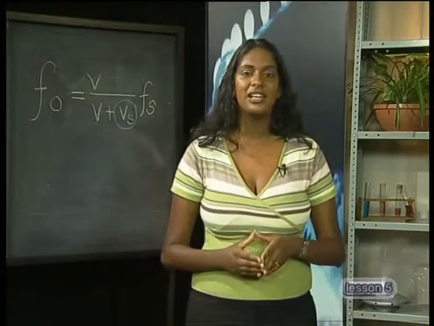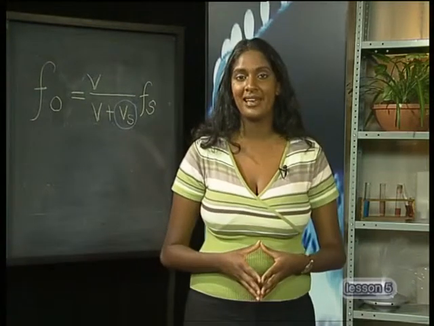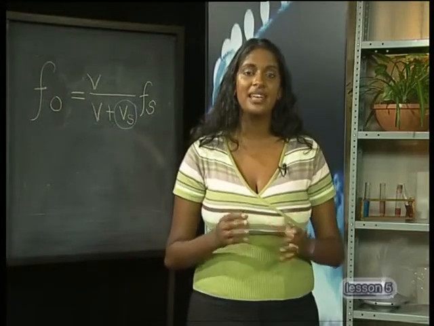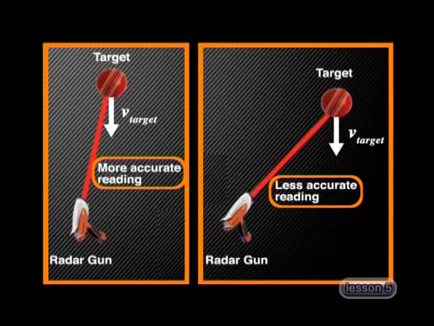An important thing to note about using a radar gun is that it needs to be lined up with the movement of the target that it is measuring. When the angle of the radar gun with the target's velocity direction is wide, the measurement of the target's velocity will be less accurate than when the angle is smaller. So radar guns need to be handled correctly to give an accurate velocity reading.